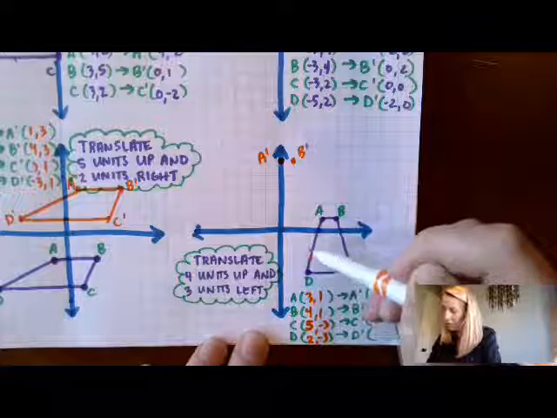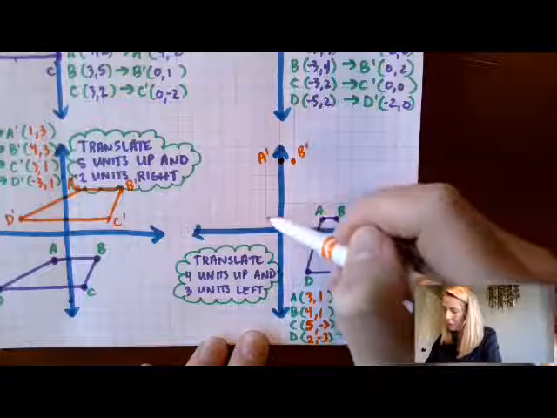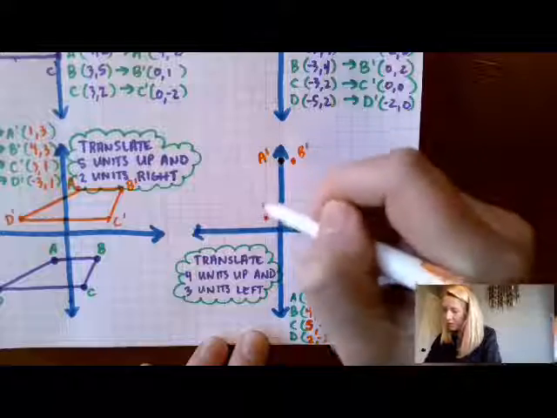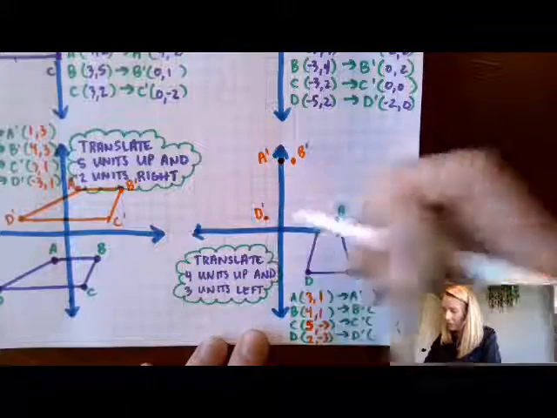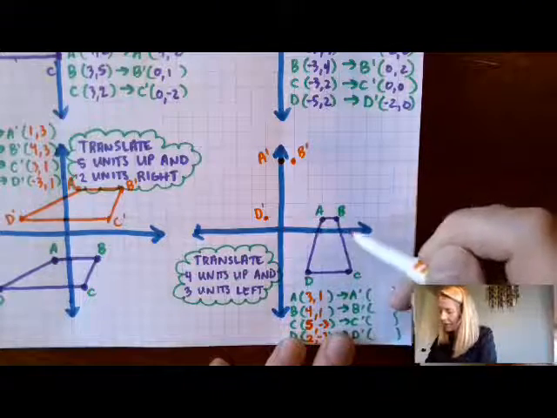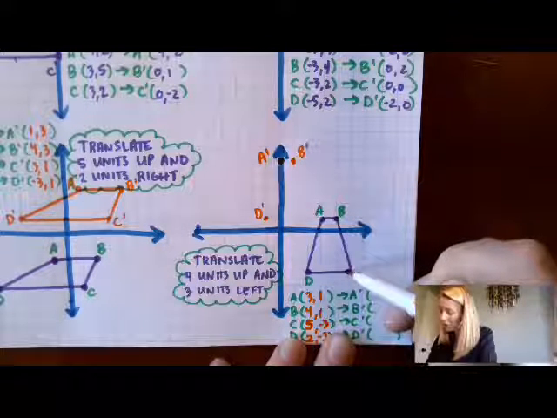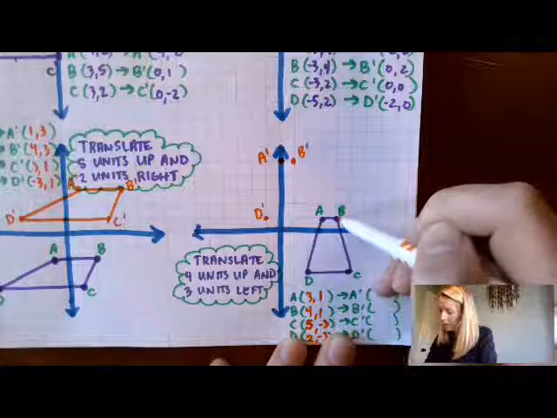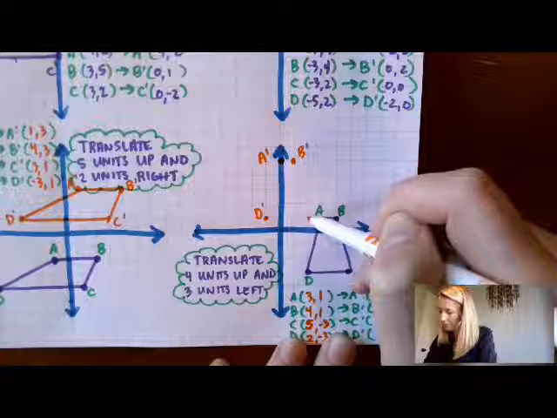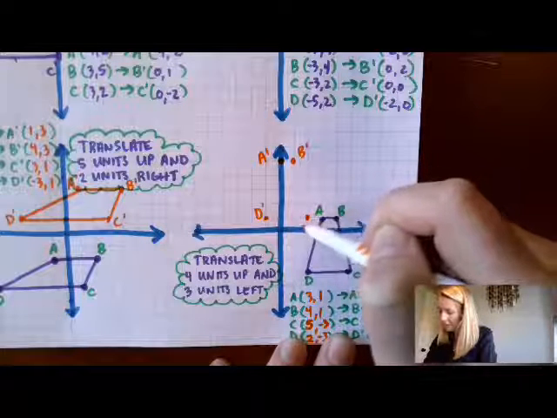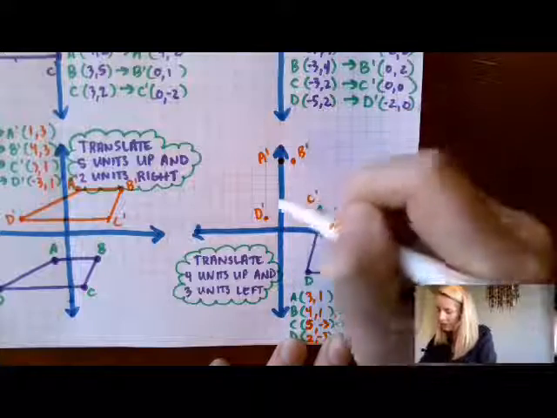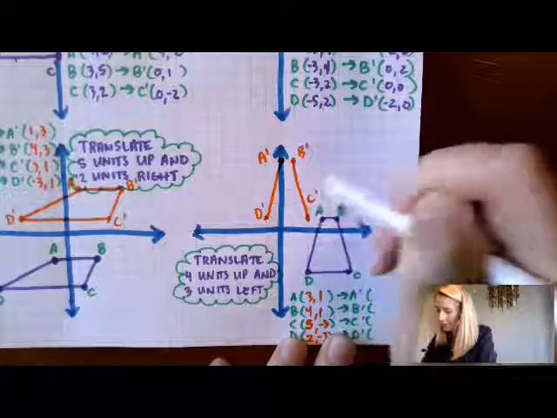4 units. Oh, 3. 1, 2, 3, 4 up. 1, 2, 3 units to the left. I jumped to D there. Need to do C accidentally. 1, 2, 3, 4, 5. Okay. So I'm going to go again up 4. 1, 2, 3, 4 over 3. That's my C prime. And just connect those.